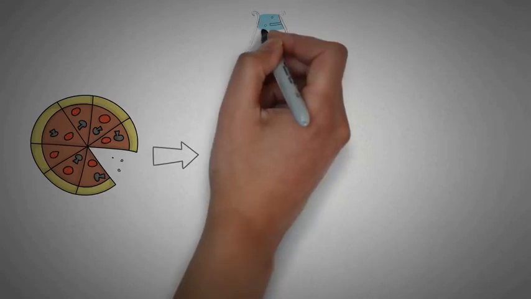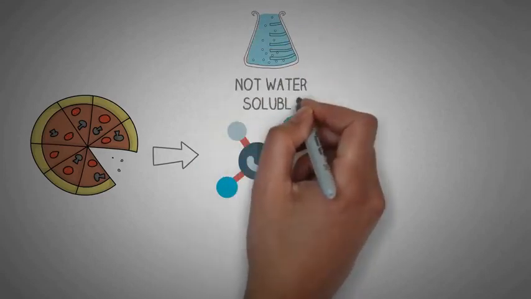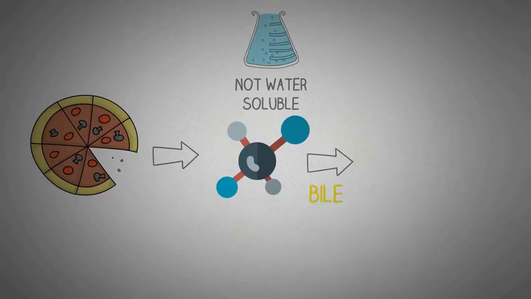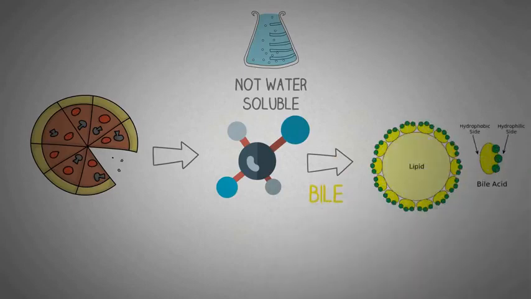Since we eat a lot of fat in our diet, which is not water soluble and cannot be absorbed as such, bile helps to emulsify the fats in the chyme and leads to the formation of micelles, which are easy to digest and absorb.